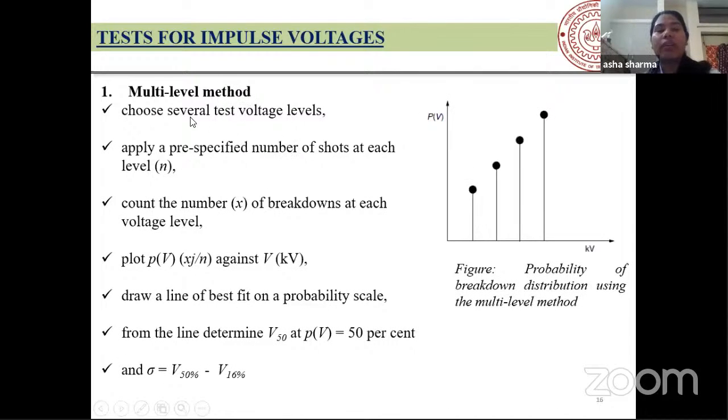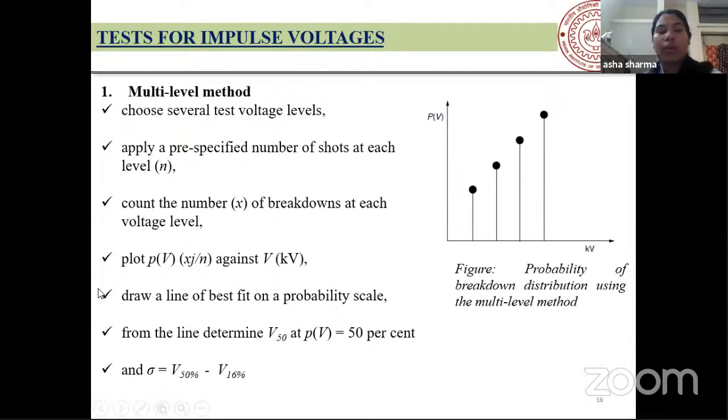In the multi-level method, we select several test voltages. Then we apply a pre-specified number of shots at each voltage level. After that, we count the number of breakdowns. Let's say for a particular voltage level I have 10 shots, then I'll count the number of breakdowns for these shots. Let's say 6 times breakdown occurs out of these 10 shots.